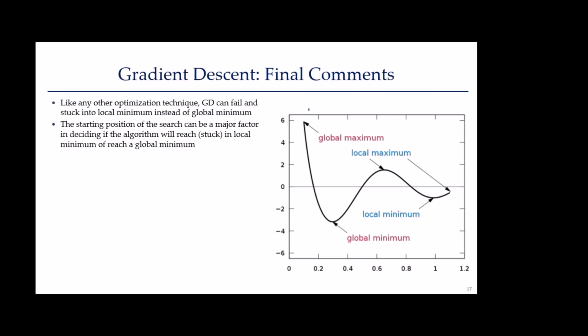Gradient descent, like any other optimization technique, can sometimes fail and get stuck in a local minimum instead of going into a global minimum. It's very crucial to pick the proper starting position. For example, if we choose this starting position, gradient descent will keep going from here to here to here, and it will stop at this point or close to it. However, if our starting point was on the other side of the hill, we can keep going in this direction and we can reach the global minimum eventually.